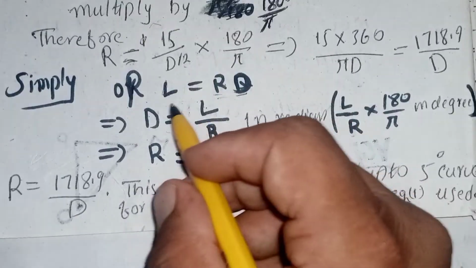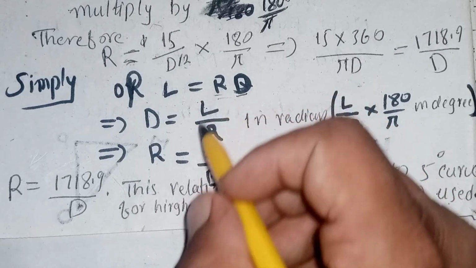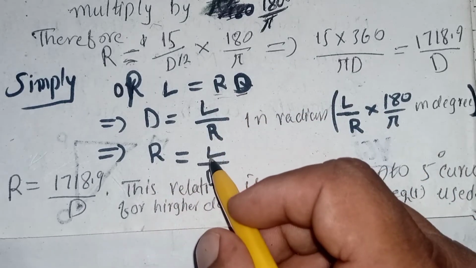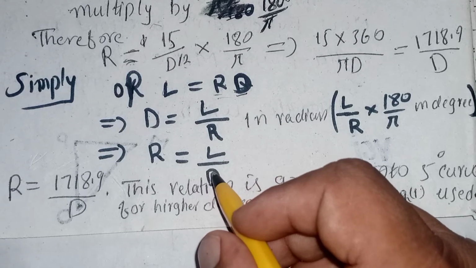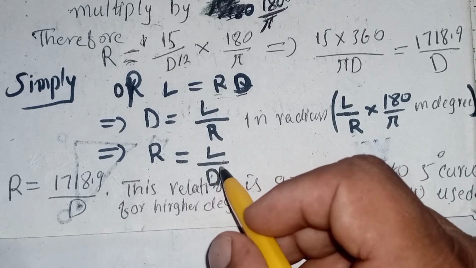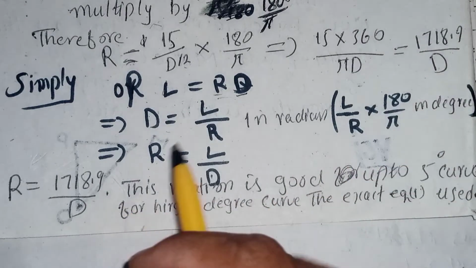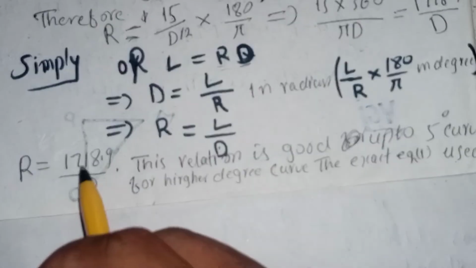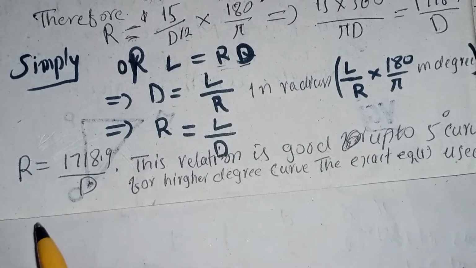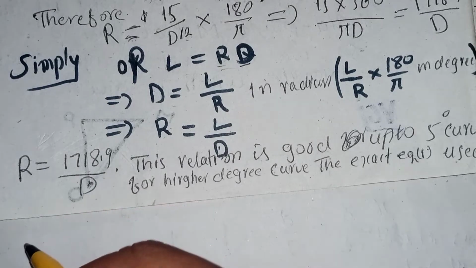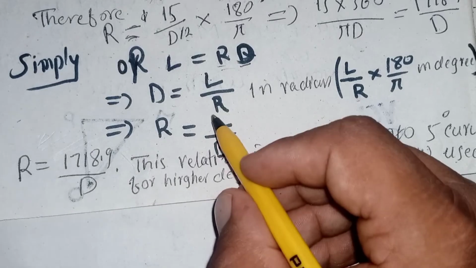If we require to find R, then multiplying both sides by the degree, we get the radius. So radius is equal to length divided by theta, which is also in radian. R is equal to L by D multiplied by 180 divided by pi. As we have written here, R is equal to 1718.9 divided by D. This is the simple calculation as we found in the previous step.